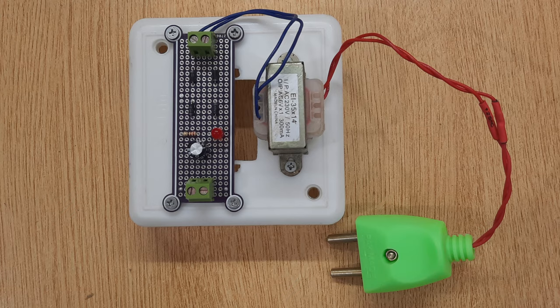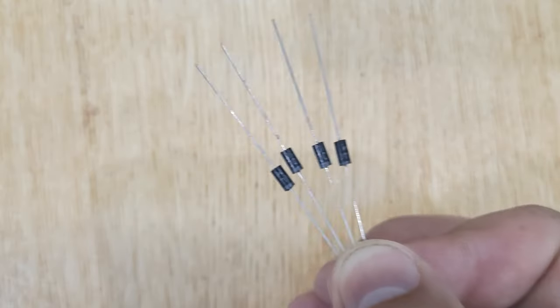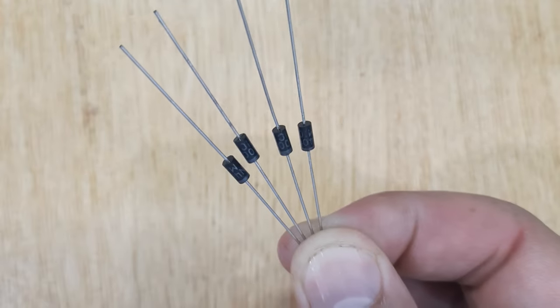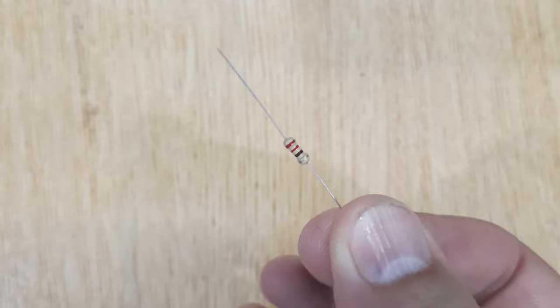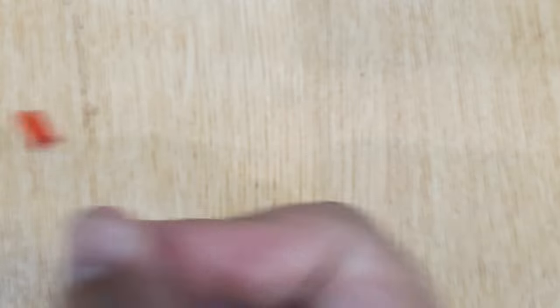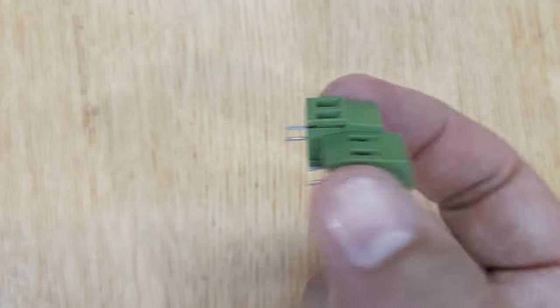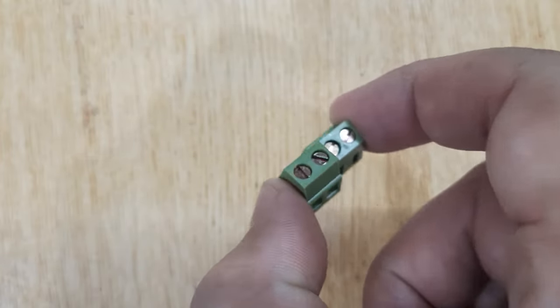To make this full wave bridge rectifier, the electronic components you will need are: 1N4007 diodes, 4 pieces; 220 ohms resistor; LED; 470uF capacitor; and screw terminals.